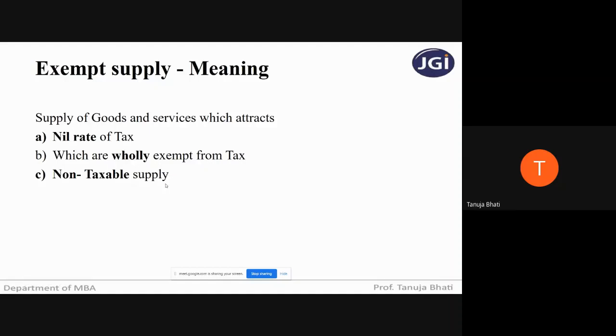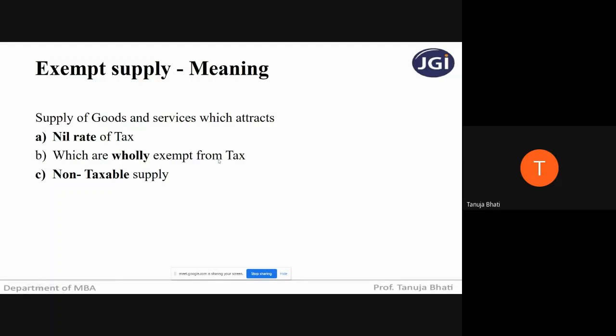Now when I say nil rate of tax, it means those goods and services are covered under GST, but the rate of tax on such goods and services is 0%. So if the goods and services are being supplied at nil rate of tax, they also fall under the definition of exempt supply. That means they are under the GST regime. That means those goods and services are covered into GST. They have a rate, and that rate is 0% or nil rate of tax.